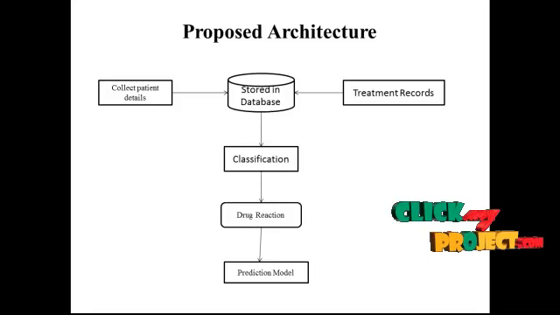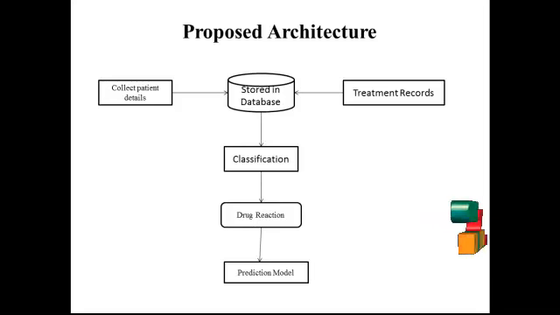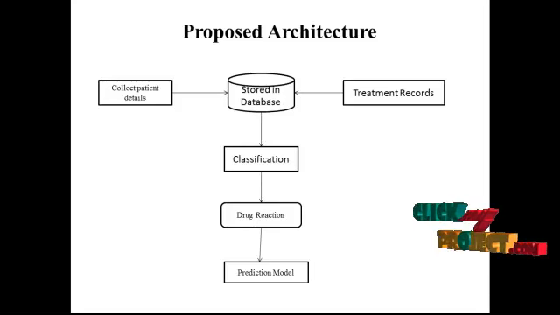Now we discuss the flow of the process. Initially, we collect the details from the patients, and those details are stored in the databases. The database contains the treatment records and also their collected records. These data are considered for classification. In this classification, we can determine the high risk and low risk patients based on some of the algorithms we used in the process technique.